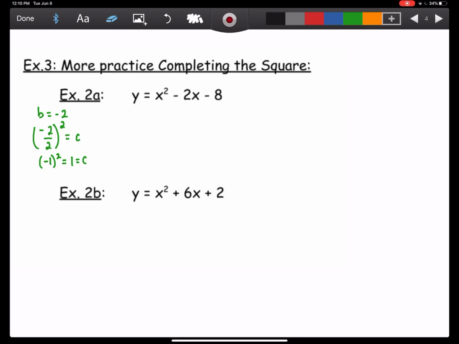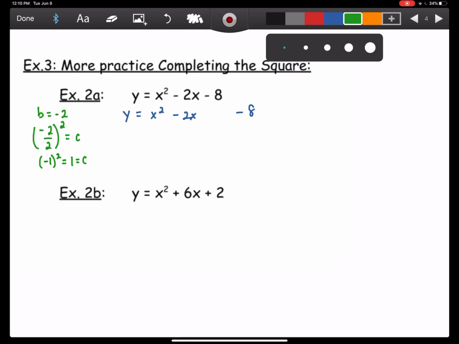So what we're going to do is I'm just going to rewrite this problem. y equals x squared minus 2x, big space, move that -8 over. And I'm going to take this 1 that's here, move it over and add it here. Now, since I'm adding it to one side of the equation, and we're leaving the y where it is, I need to also subtract it from that side of the equation. Now, the reason I did this is so that I have only added 0.